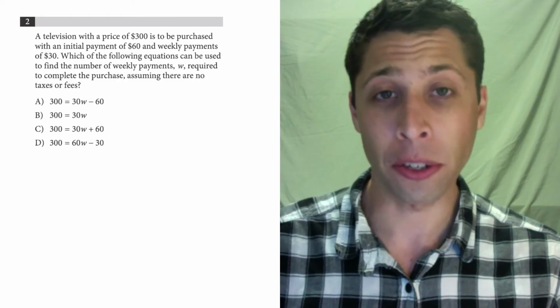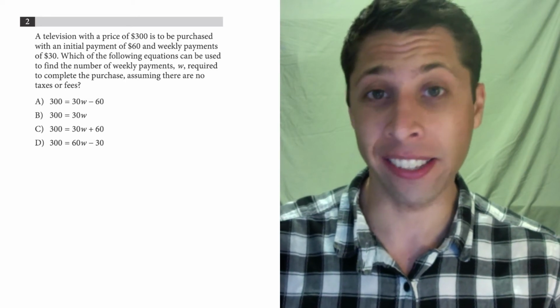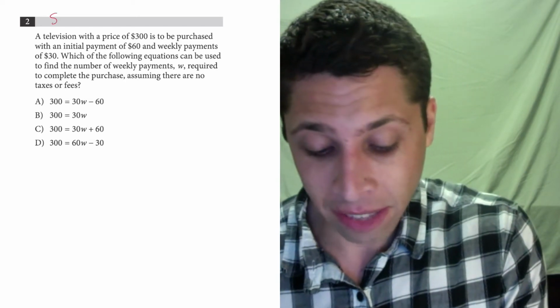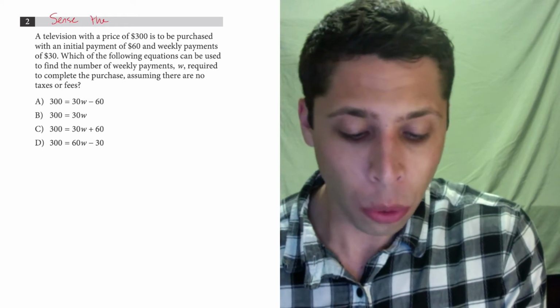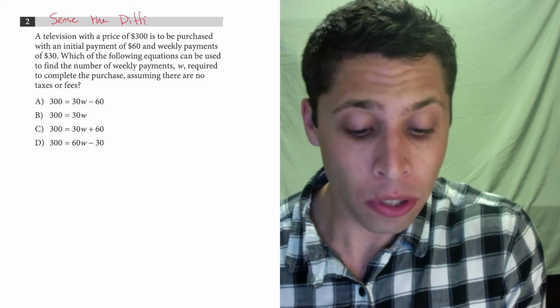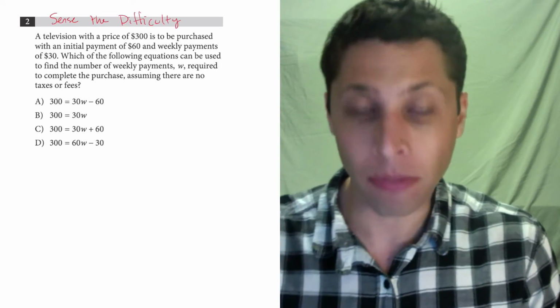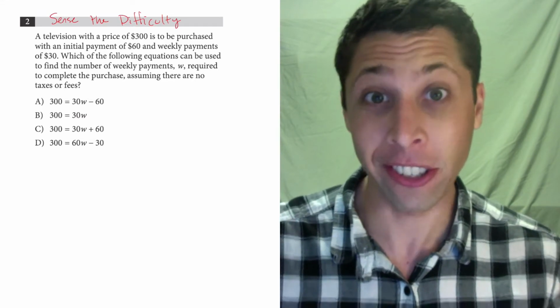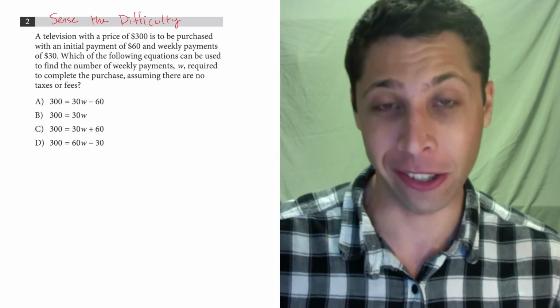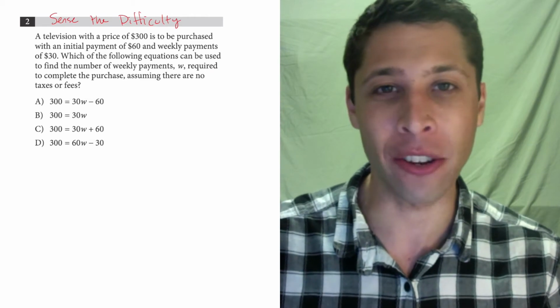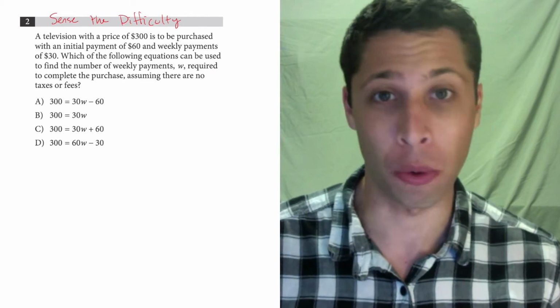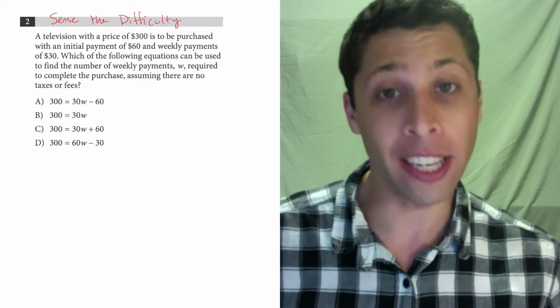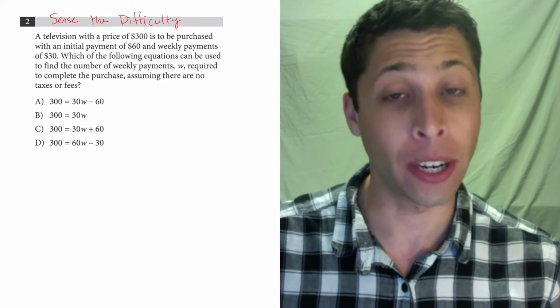The first thing to notice about number 2 is that it is a number 2. Sense the difficulty here. The story might be a little confusing, but remember, this is the second question in the no calculator section. This is supposed to be an easy question, so that probably is a hint that you're overthinking it if you think it's too hard. And also, looking at the answer choices can really help us get on the right track here.